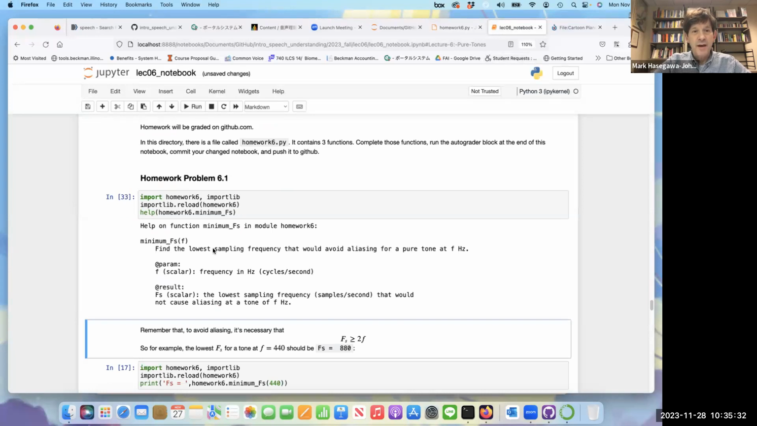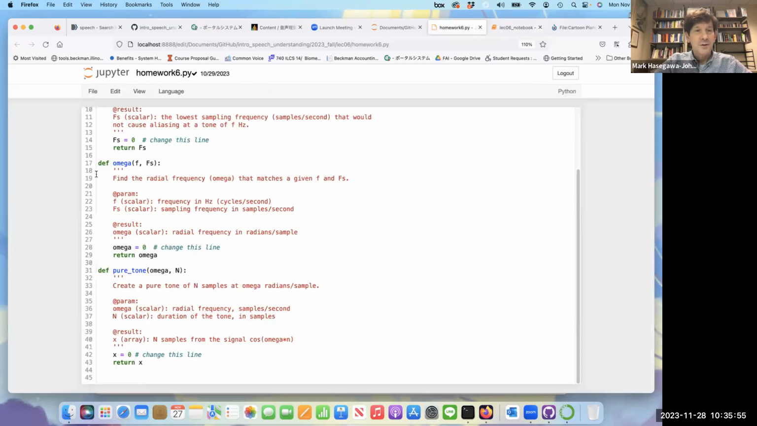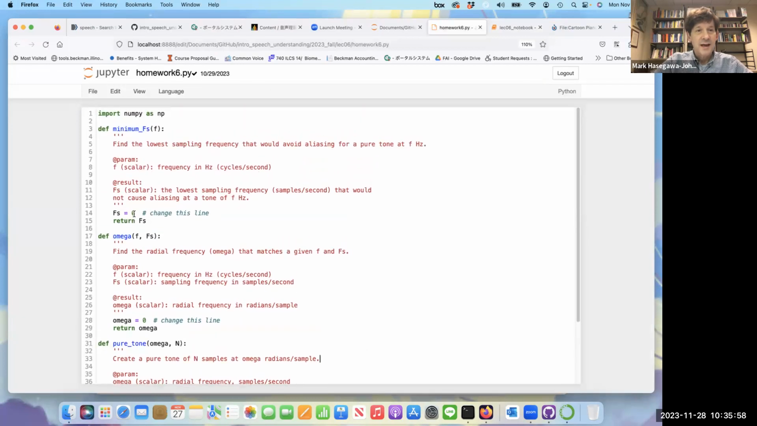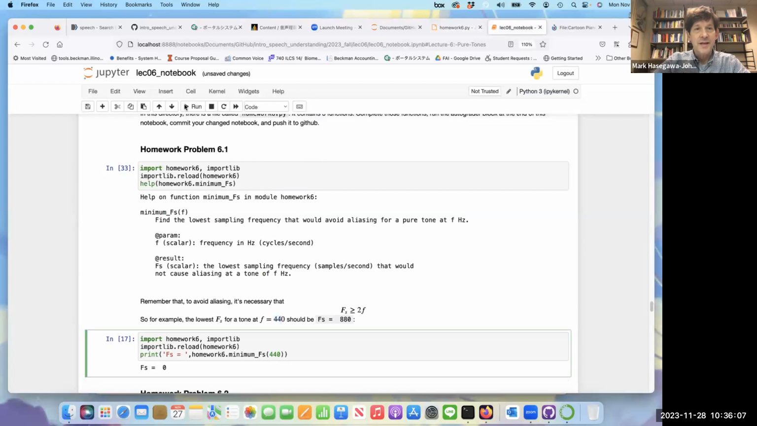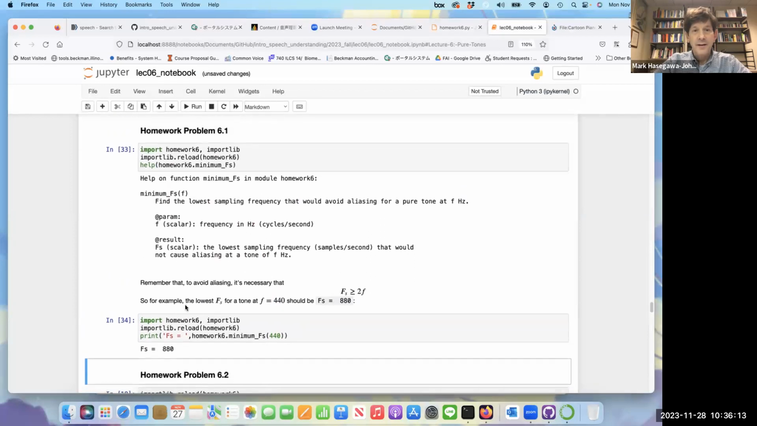The first one, minimum FS. The idea is to find the lowest sampling frequency that would avoid aliasing for a pure tone at F hertz. So we're given a pure tone F, and we should return FS, the lowest sampling frequency that will not cause aliasing. So we know that FS has to be greater than or equal to 2F. So if we put in the value F, we should get out the value FS. So this one is fairly straightforward. We just say that FS must be 2 times F. And I think that's all we need. If I run this, then I get FS is equal to 880.